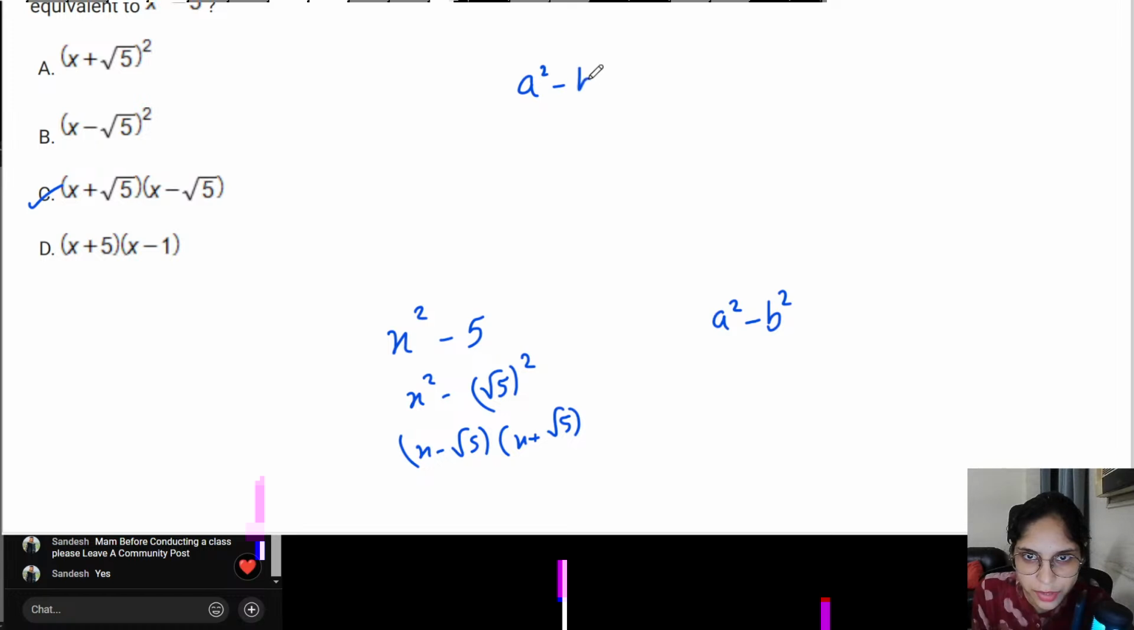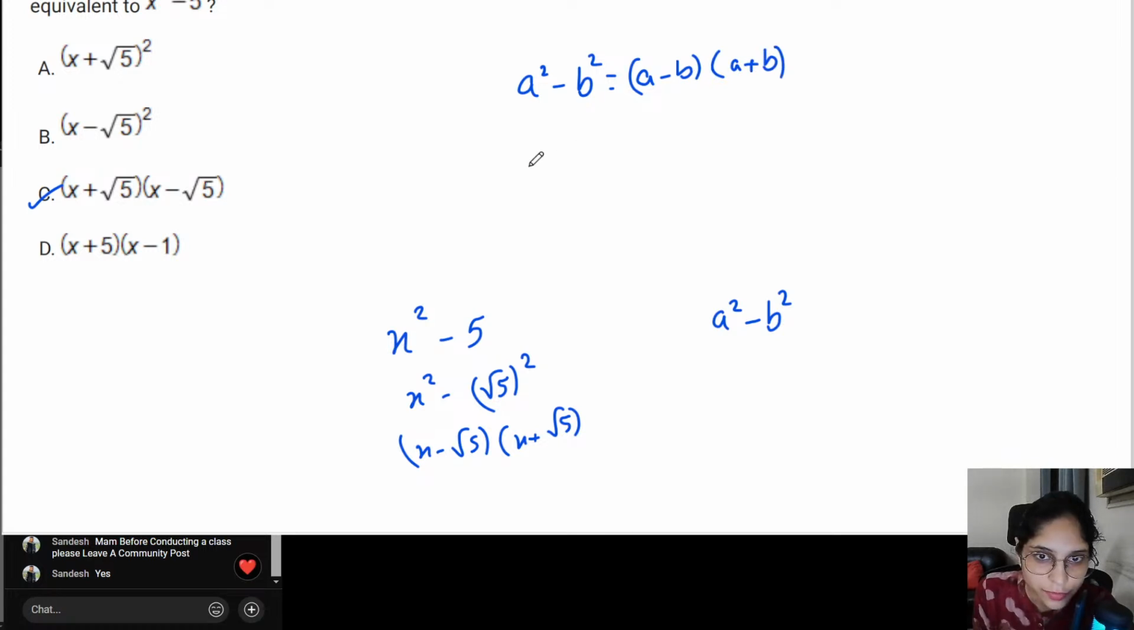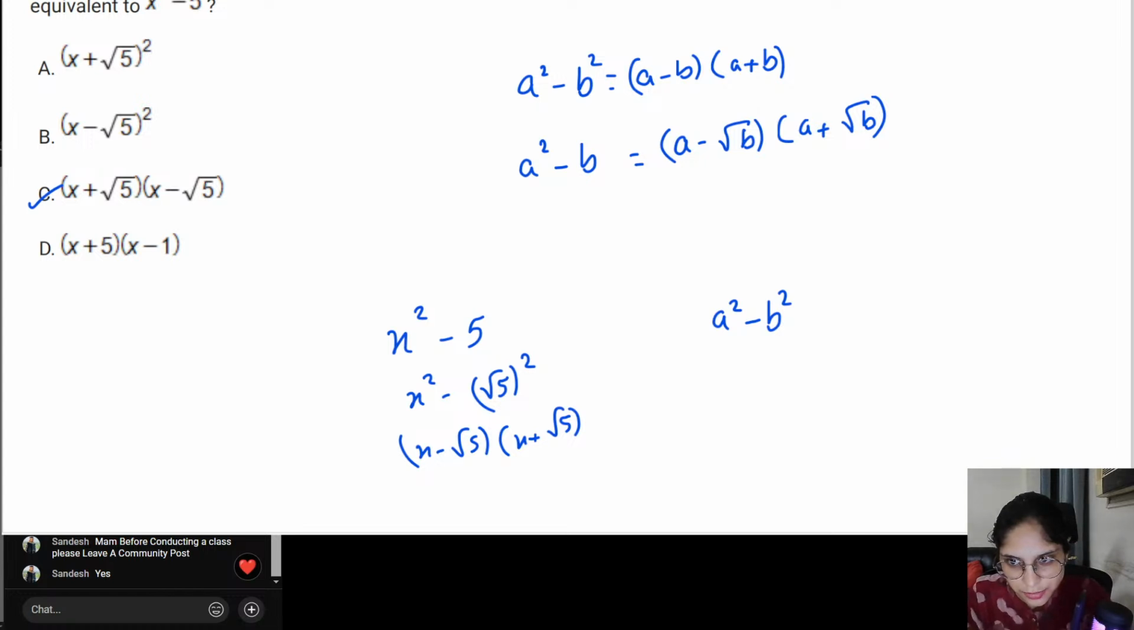Here also a squared minus b squared. I will write both the formulas, a minus b times a plus b. And what if you just have a squared minus b, like in this one? 5 is not a perfect square. So it's going to be a minus square root b, a plus square root b. I'm also giving you the formulas so that you can understand.